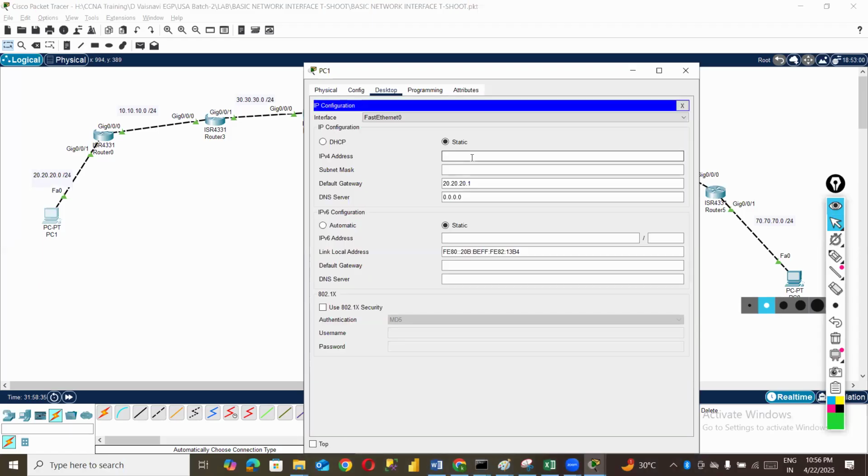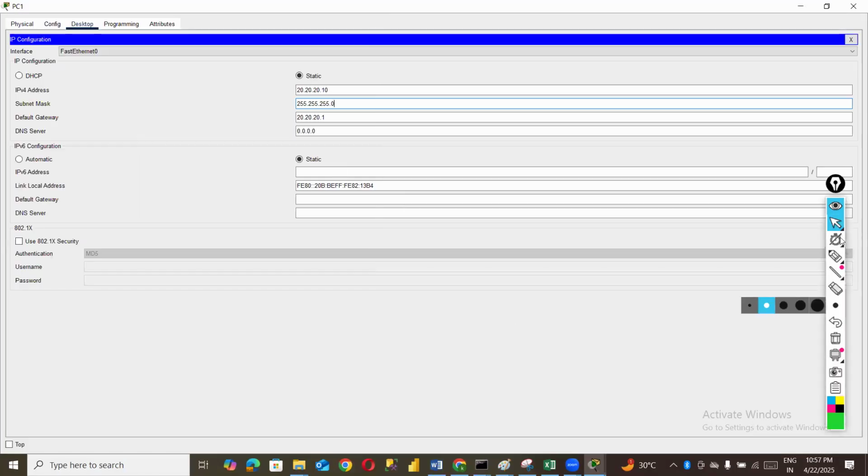Okay, we will assign the IP address here. We'll give 20.20.20.10, and the subnet mask we will give 255.255.255.0. We'll see whether it will take it or not. Okay, the gateway, so the next hop is router 0's 20.20.20.1. So this is the gateway we gave. Right. Okay.